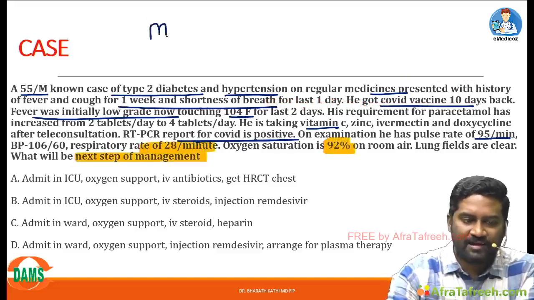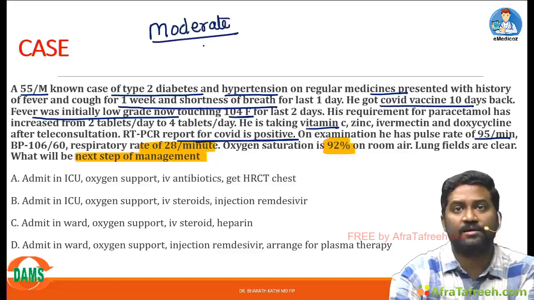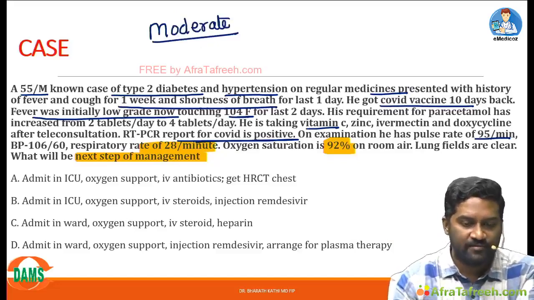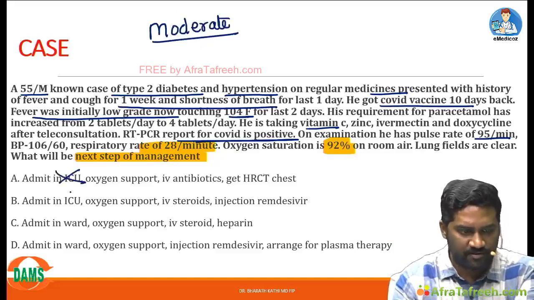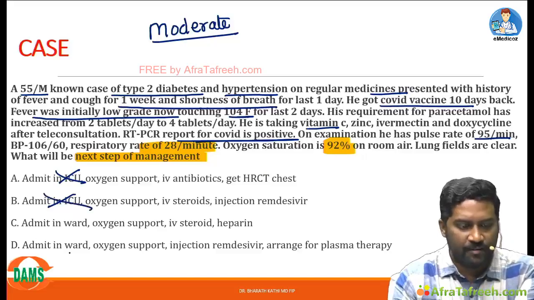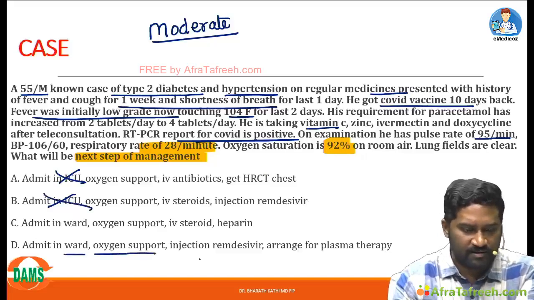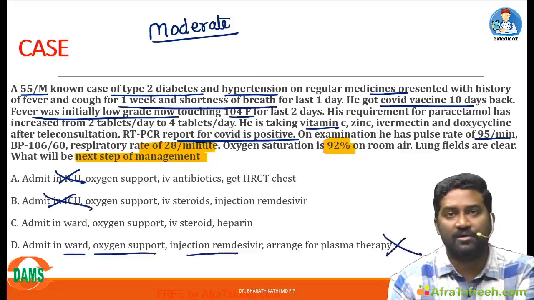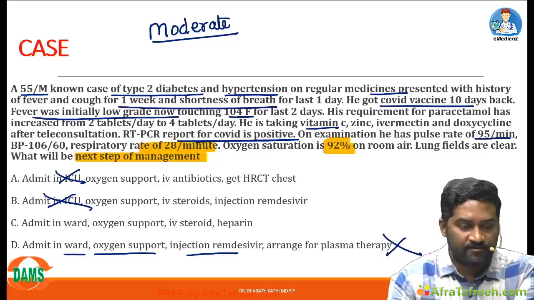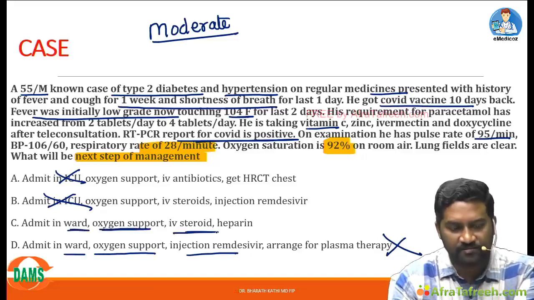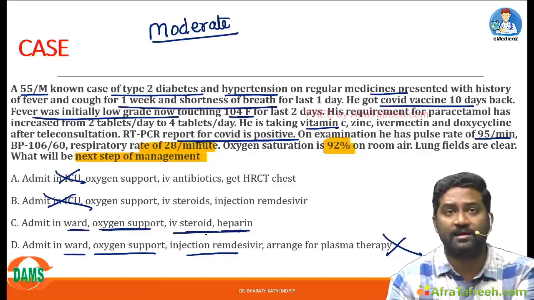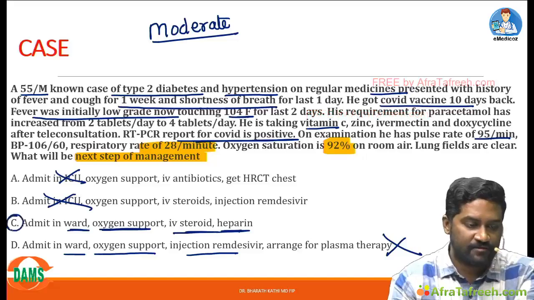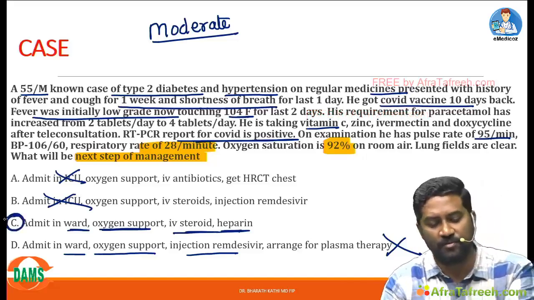What is the category of the patient? It is moderate. In moderate, you admit him in ward and give him SARA. So this is a moderate case. ICU option is out. Admit in ward, yes. Oxygen, yes. Remdesivir, maybe. Plasma therapy, no longer indicated, students. Let us see option C. Admit in ward, yes. Oxygen, yes. Steroid, yes. Heparin, which is nothing but anticoagulation. So the best answer is option C.